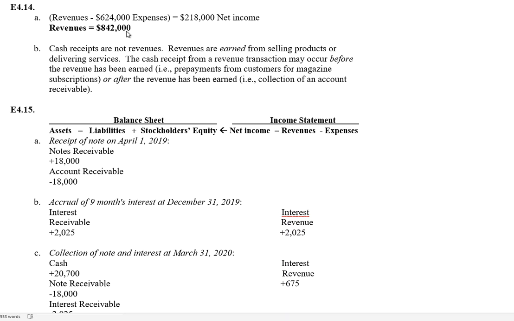So I'm just letting you understand the meaning of that particular question. They're spelling out here that cash receipts are not revenues, which is a very good thing. But that's a very typical problem in an accounting textbook, so we'll let you wrestle with it.